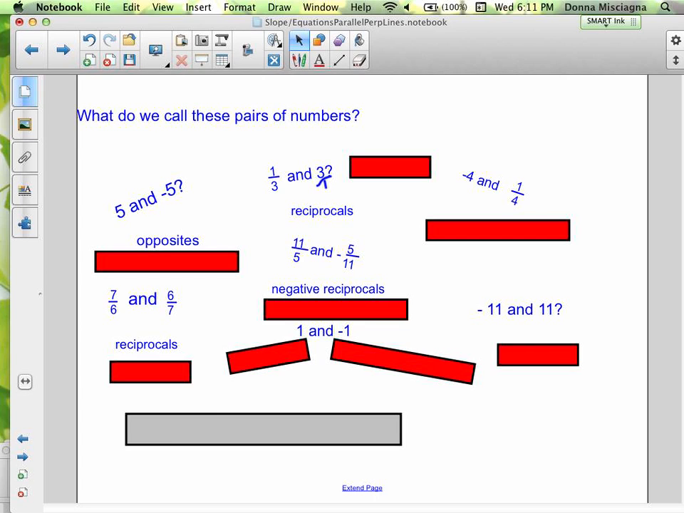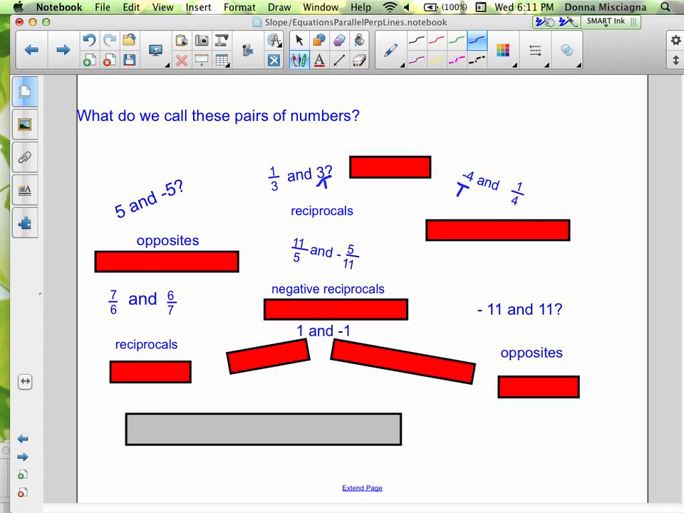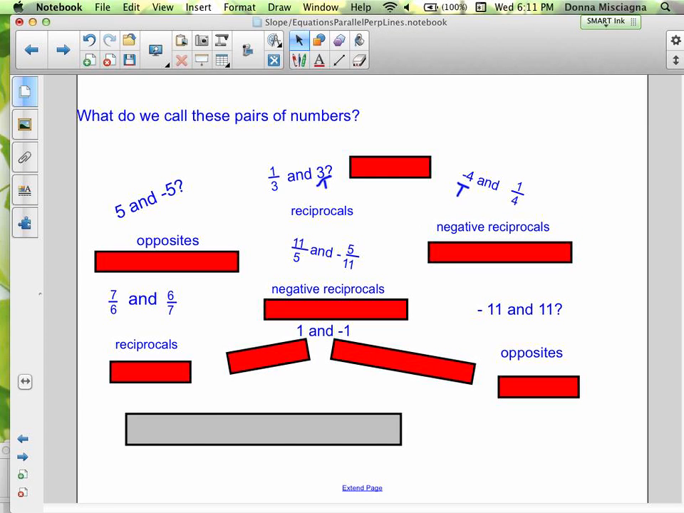How about -11 and 11? Well, they're like the 5 and the -5. One's positive, one's negative. They're opposites. How about the -4 and the 1/4? Right, so remember, we could write this as -4 over 1. They have different signs, and they're flipped. They're negative reciprocals.